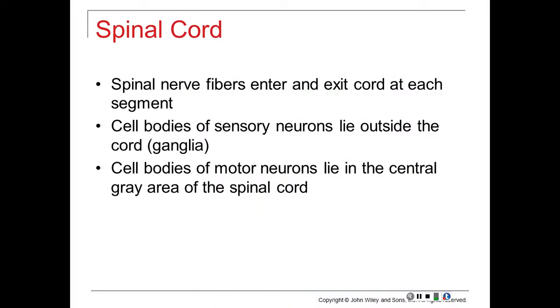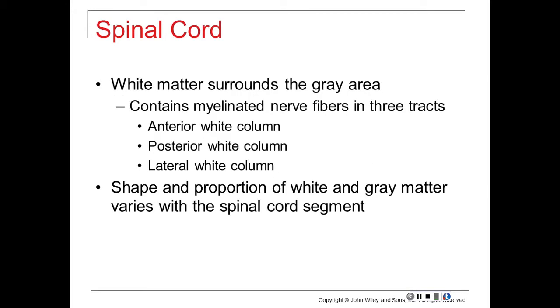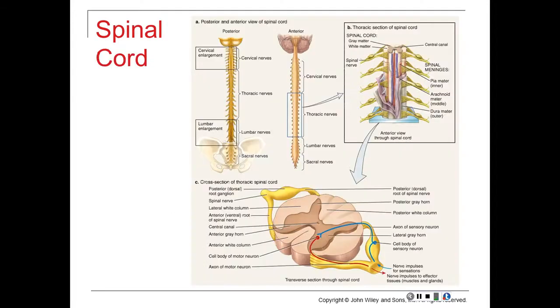So as I mentioned, the spinal cord nerves enter and exit from each segment of the spinal cord. The cell bodies of those sensory neurons lie outside the spinal cord, in the dorsal root ganglion, as I mentioned, and the cell bodies of the motor neurons lie within the central gray area of the spinal cord, the gray matter. The white matter that surrounds the gray matter contains the myelinated nerve fibers that are divided into three tracts. There's an anterior white column, a posterior white column, and a lateral white column. I'll show you what that means.